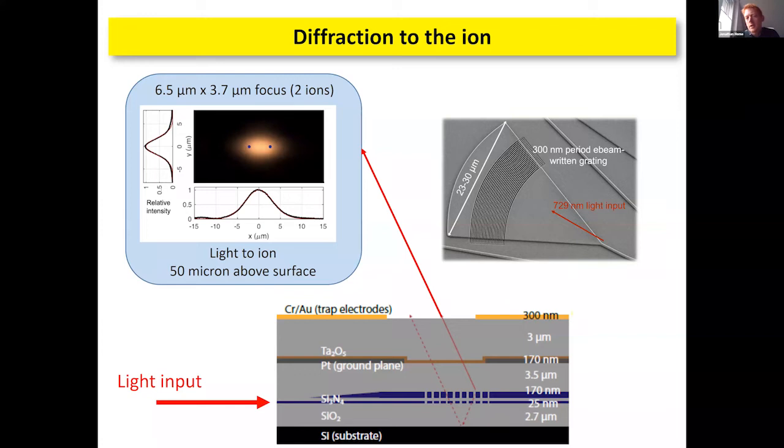In our initial experiments, we chose a rather large focus that would jointly illuminate 2 ions. Here you see a picture in the plane of the ions that we take with a microscope. And here are the 2 ions, if you like. That's where they're positioned. Well, that's not 2 ions, that's 2 blue dots, but they're positioned within the laser beam. And this is what we've been using for early experiments. So that's the story of the light.